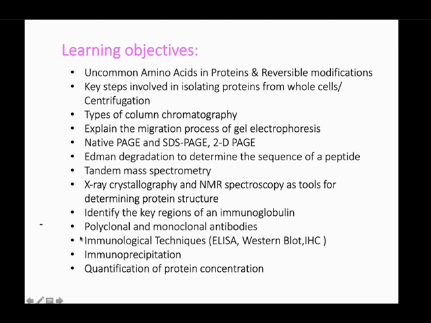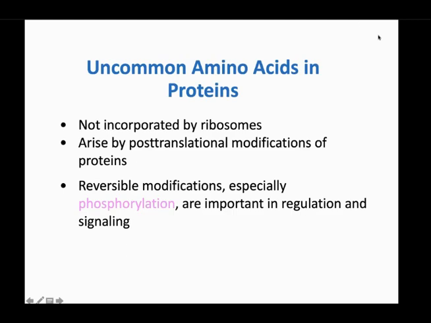Okay. So here are the learning objectives for the first chapter for the second exam. As I mentioned, we're going to cover several techniques to study protein in general. First, we mentioned this in the previous chapter: there are uncommon amino acids. The 20 amino acids that you already know are the ones made in the ribosomes. There are some modifications that occur post-translationally, meaning after the protein is made.